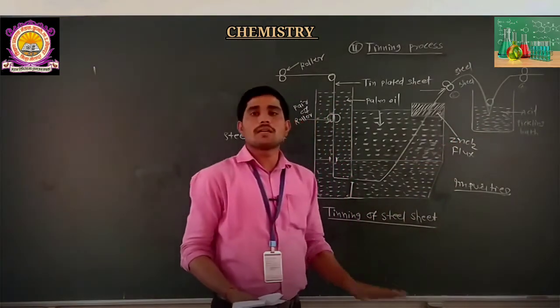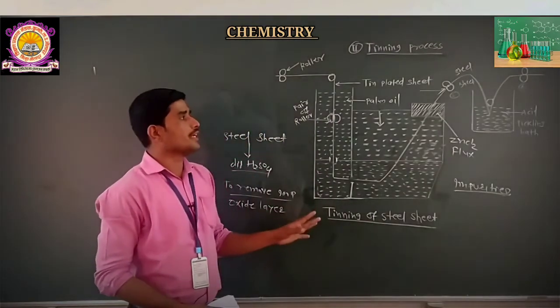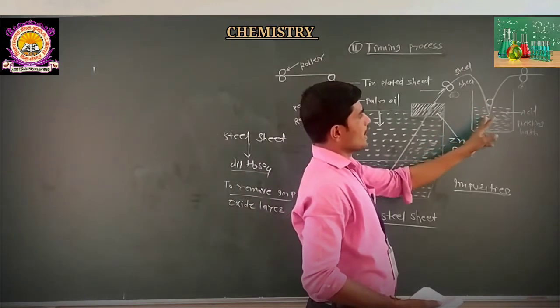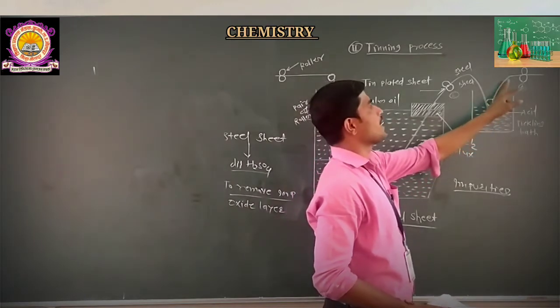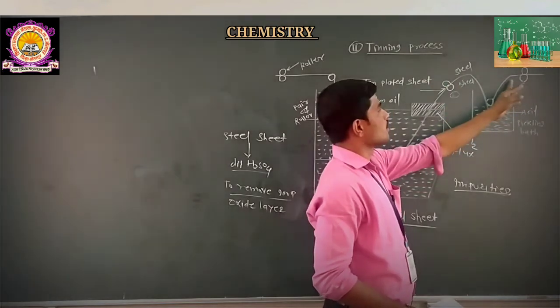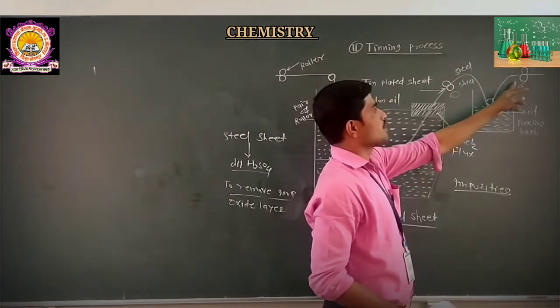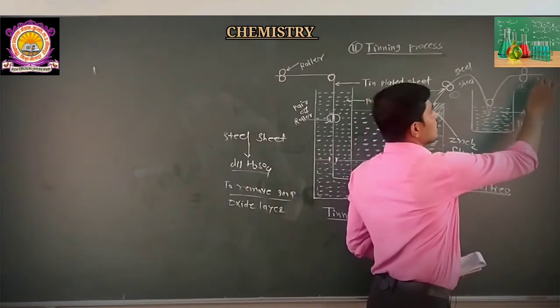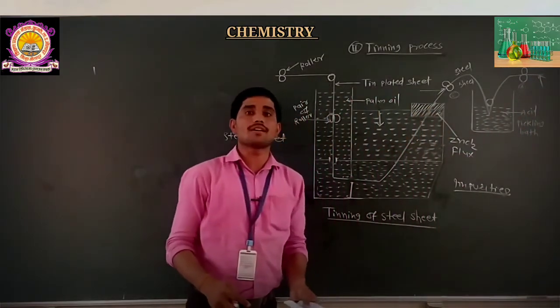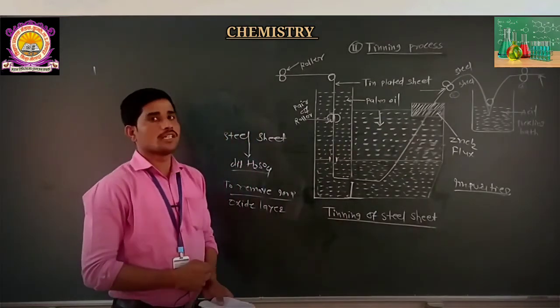The pickling process is nothing but the removal of any oxide layer present on the surface of that steel sheet, and finally this steel sheet will be passed on the last roller of this process, a pair of rollers of this process. And finally, this one is nothing but a uniform coated layer, a coated sheet of steel.